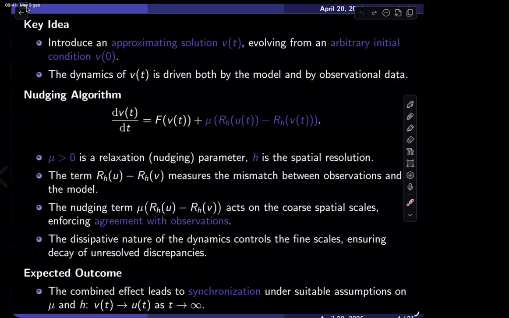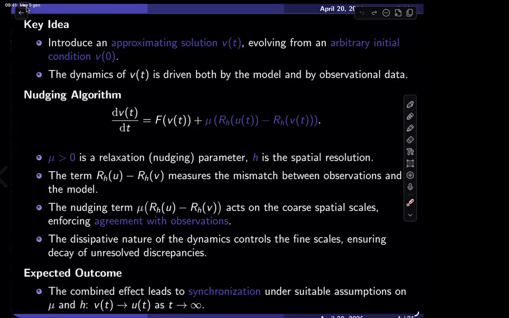Okay, so if you consider this kind of perturbation here in your evolution equation, what you expect and what you actually prove is that you have a synchronization between the approximating solution v and the true solution u. So you have that when time goes to infinity, the solution of the approximating equation converges to the solution of the true system if you, and we will see this in more detail, choose suitably the parameters mu and h.